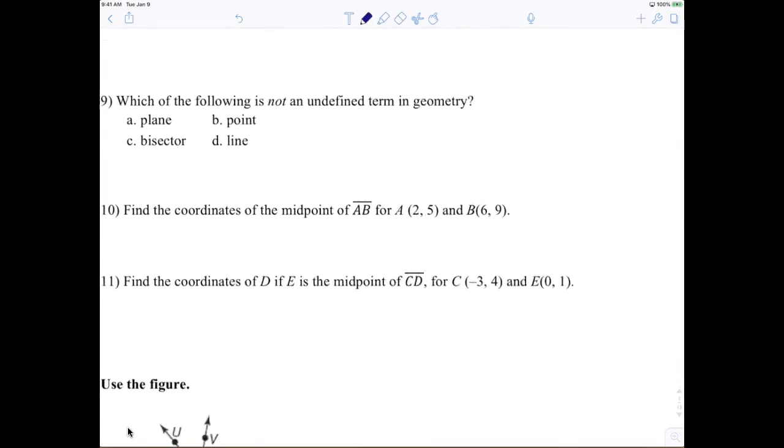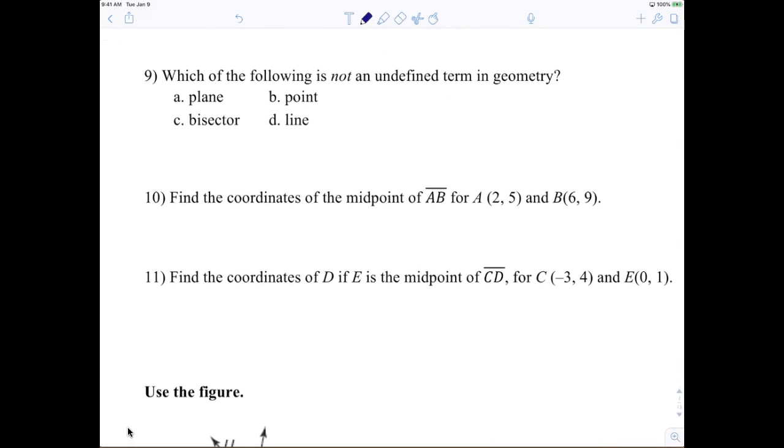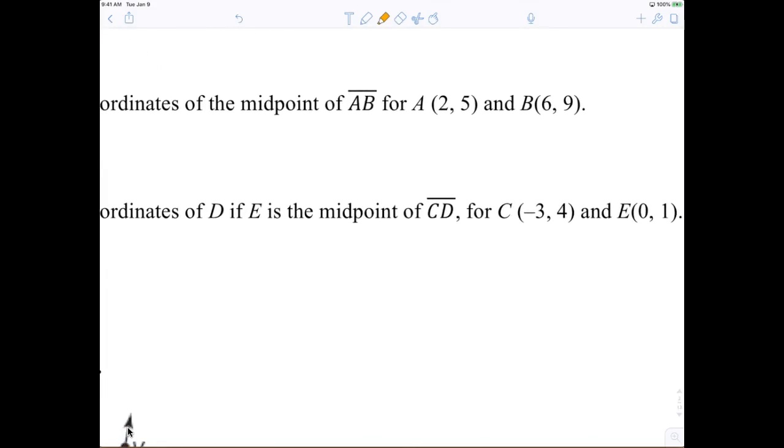All right, number 9. Which of the following is not undefined? Bisector. Point, line, and plane are the undefined terms. Now, midpoint just means you're in the middle. Does everybody agree? And if you're in the middle, you are an average. That's how I remember midpoint.